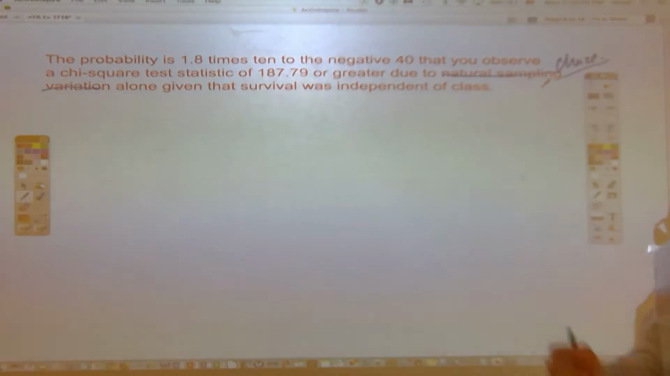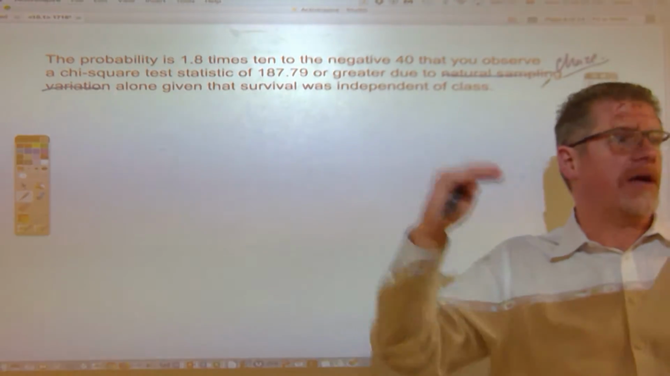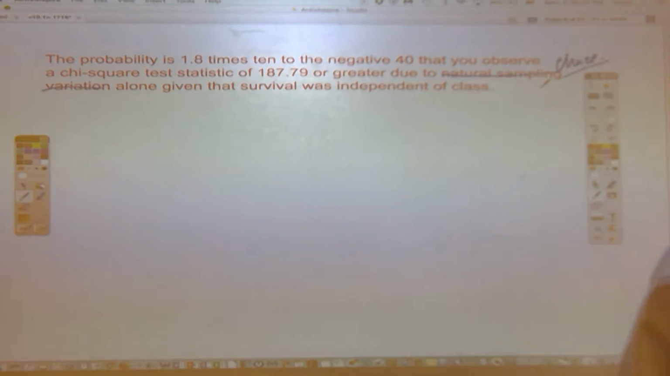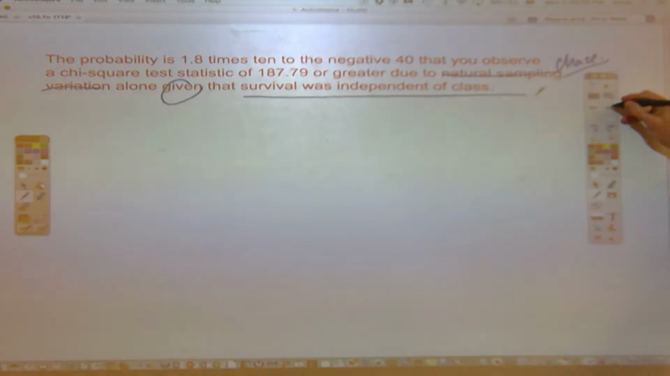So it could be that we could pick a sunken ship at random. We could randomly select a ship that went down, but still, that's not the basic idea that we're looking at. So sampling is not involved here. We're just trying to figure out whether survival is independent of class. And notice that the null hypothesis is what comes after the word given.